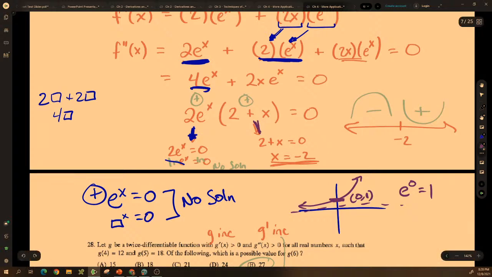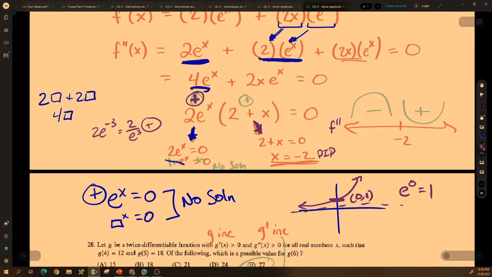Then when we set the 2 plus x to 0, we get x equals negative 2. So my only possible inflection point is at negative 2. Then we're going to go ahead and plug in a number smaller than negative 2. Let's pick negative 3. 2e to the negative 3 is positive. Even though it has an e to the negative 3, it's still positive, right? 2e to the negative 3 is just 2 over e cubed. It's a decimal, but it is positive.